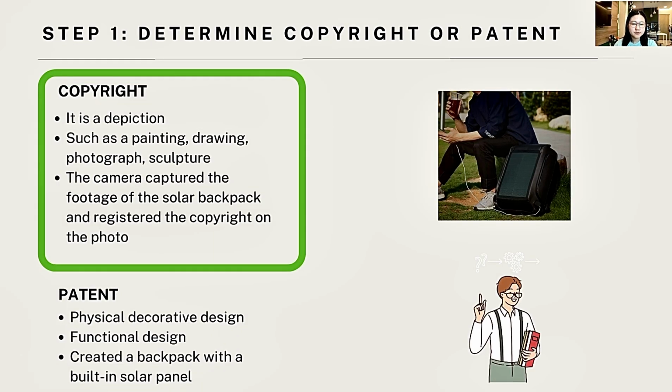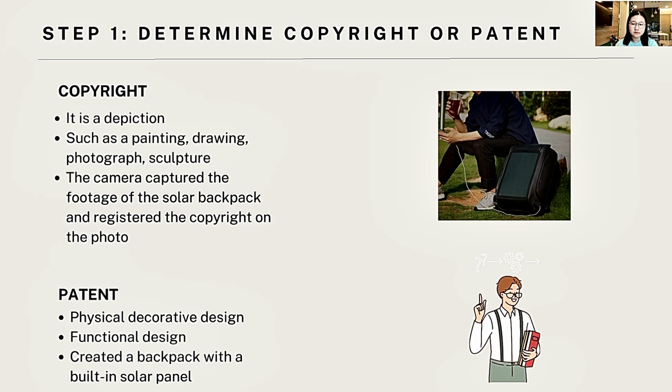First of all, we need to distinguish between copyright and patents. For patents, it must be a complete invention. It can be any new and useful process. We have created a brand new solar panel backpack. This design represents a function change. For copyright, it is a description such as a painting, a photo, a sketch. For example, we capture a photo of a solar backpack charging a mobile phone through a camera, so we can register a copyright for this photo.